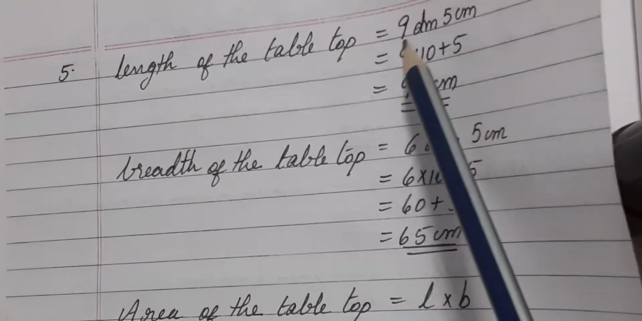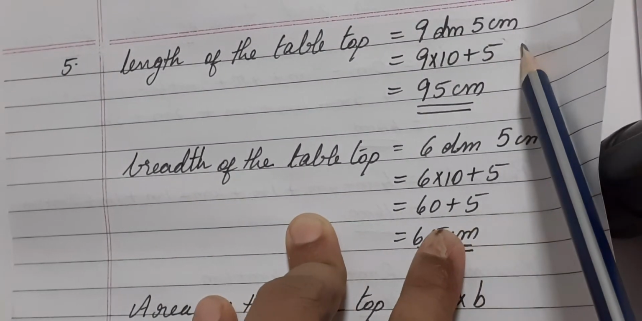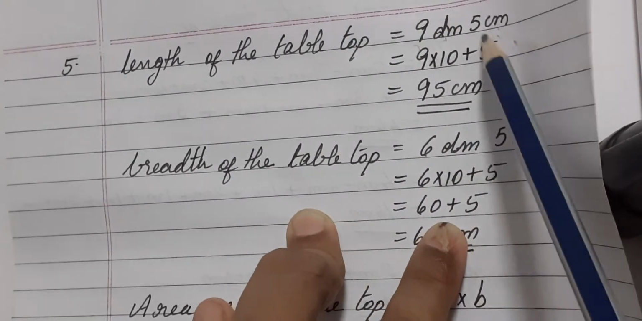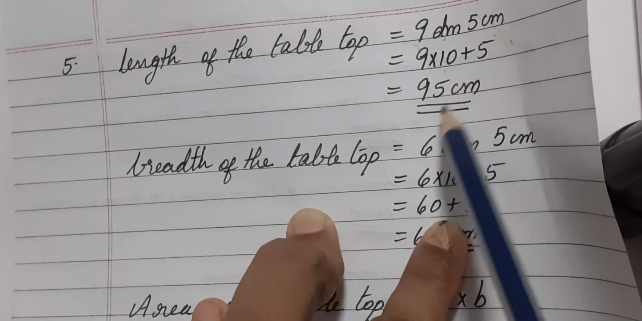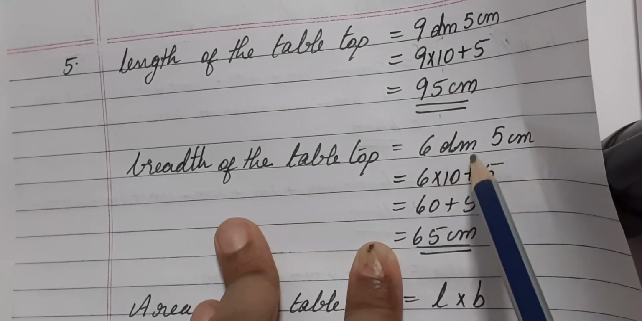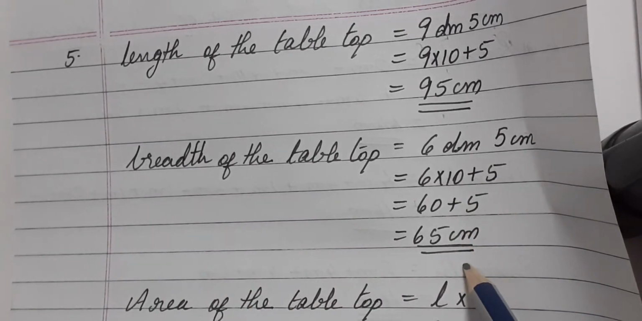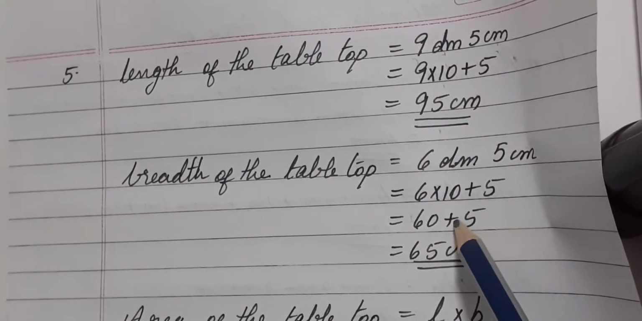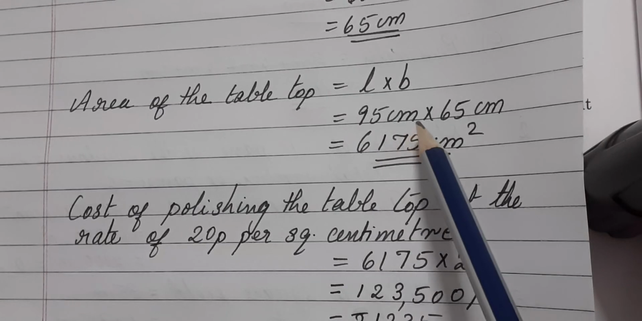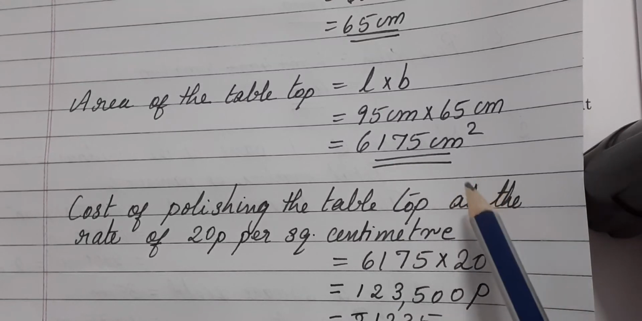Length of the tabletop is given as 9 decimeter 5 centimeter. So decimeter and centimeter, 2 units are there. So better convert into 1 unit. How to convert decimeter into centimeter? Multiply by 10. So 9 into 10 plus 5, you will get 95 centimeter. Then breadth of the tabletop is given as 6 decimeter 5 centimeter. So 6 into 10 plus 5, you will get 65 centimeter. Now how to calculate area of the tabletop? Length into breadth. So 95 centimeter into 65 centimeter, you will get 6175 centimeter square.